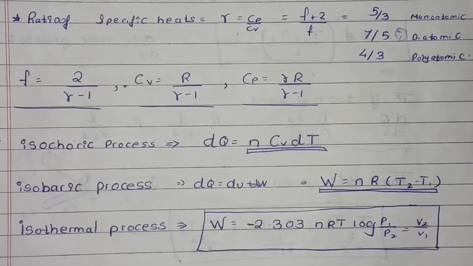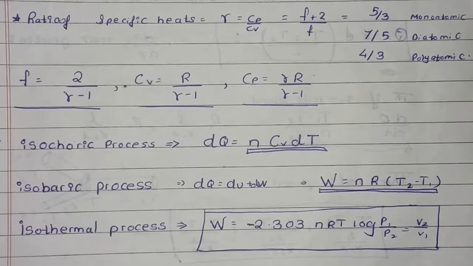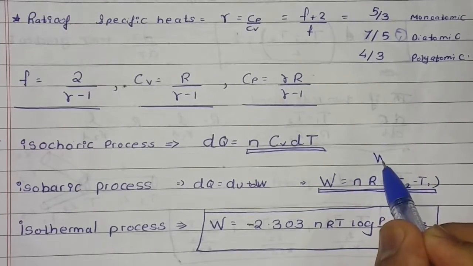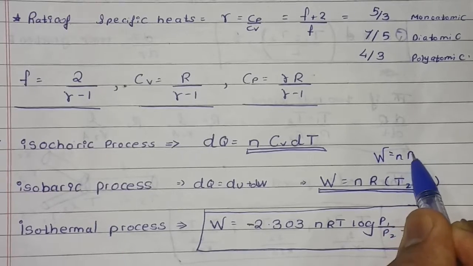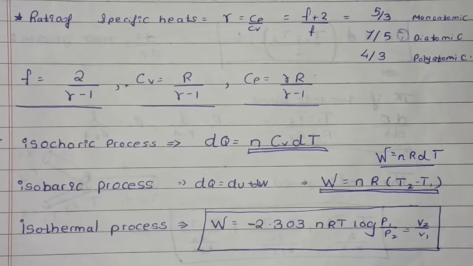For isochoric process, the volume always remains constant. So dQ equals nCv dT, since volume is constant. For isobaric process, dQ equals dU plus dW. I don't know why they took this, but work equals nR dT. We know that work equals nR dT, since the pressure is constant.